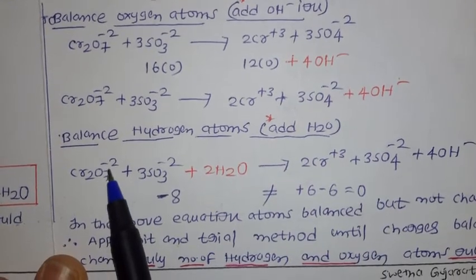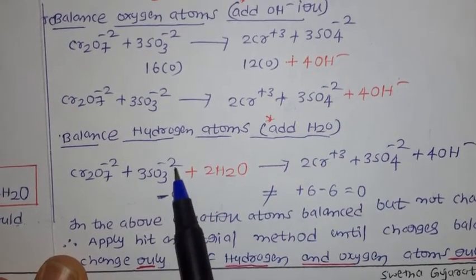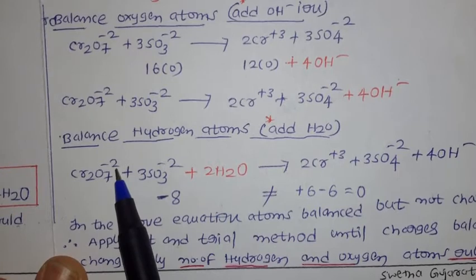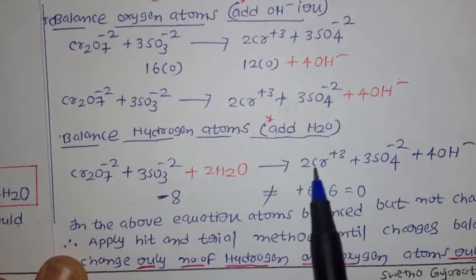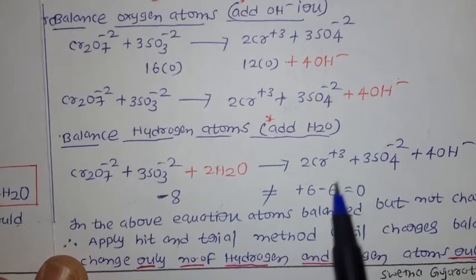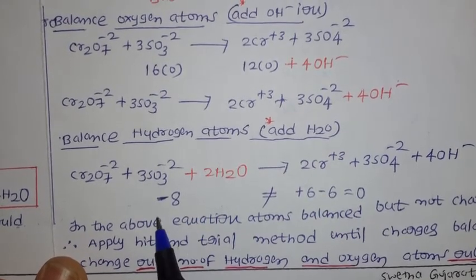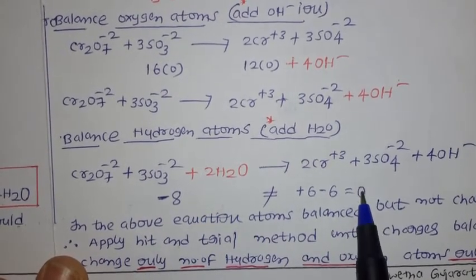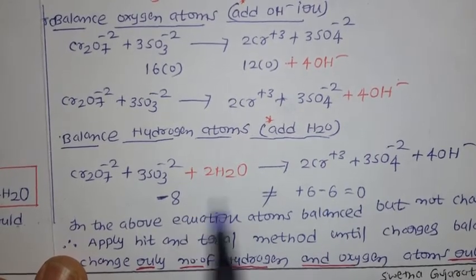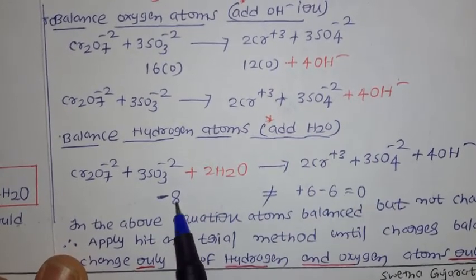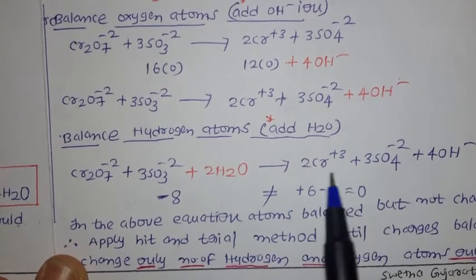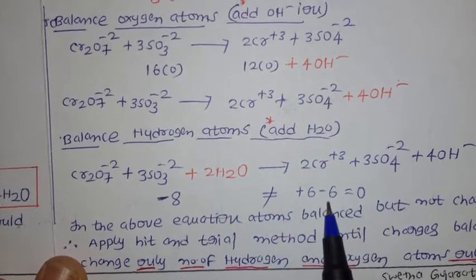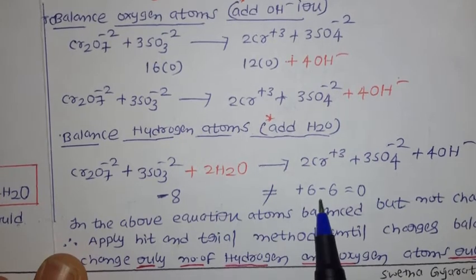Let us see here. Here we have minus 2, 3 into minus 2 means minus 6, minus 6 plus minus 2 means minus 8. But in this case, we have plus 6, minus 6, total 0. Here the balance is minus 8, but here it is 0. The value should be the same. If it's minus 8 here, it should also be minus 8. So atoms are balanced, but there is no balancing of charges.